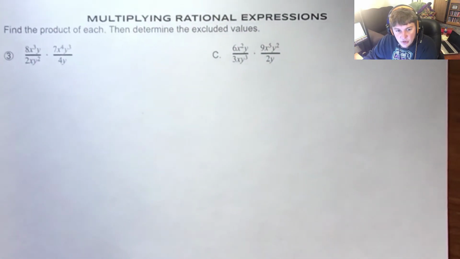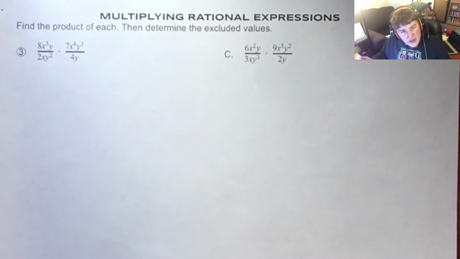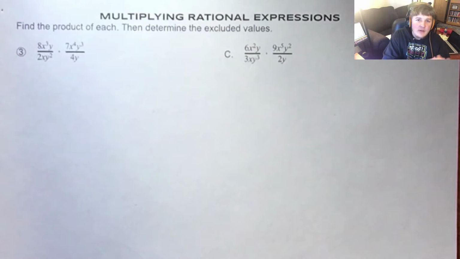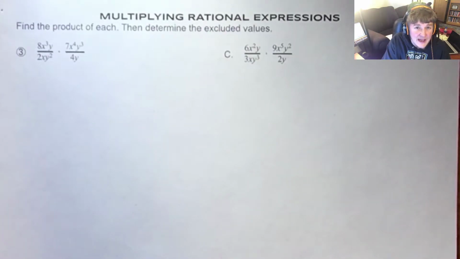Okay. So now what we're going to do is move on to multiplying rational expressions. There are a couple of different ways you can do all of these, but what I like to do is organize my work. I like having all my x's next to my x's and my y's next to my y's if I can possibly make that happen. And in this situation, we can easily make it happen.